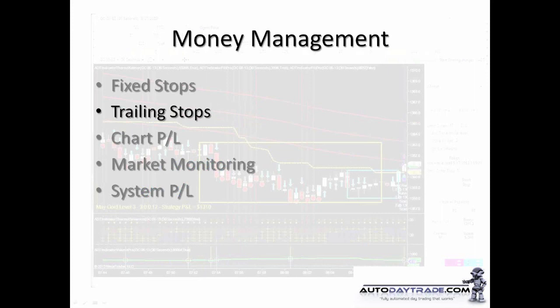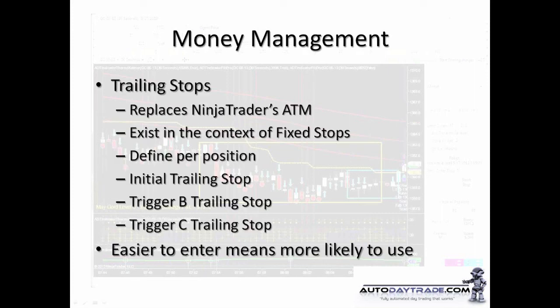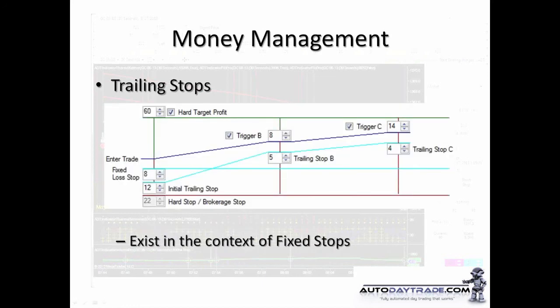Now on to the more traditional trailing stops. We've heard that people are intimidated enough by NinjaTrader's ATM implementation to not use it regularly. That's why our interface replaces NinjaTrader's ATM. As you will see, trailing stops exist in the context of fixed stops. You will define trailing stops for each position. Here you can see, first, just how easy they are to define, and second, how they exist in the context of the fixed stops. Because these are easier to enter, you're actually more likely to use them.